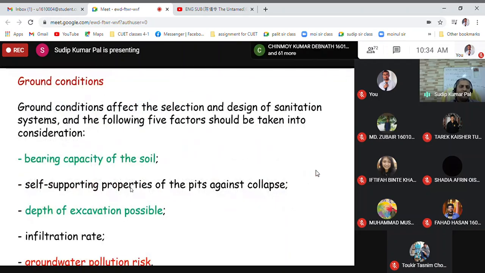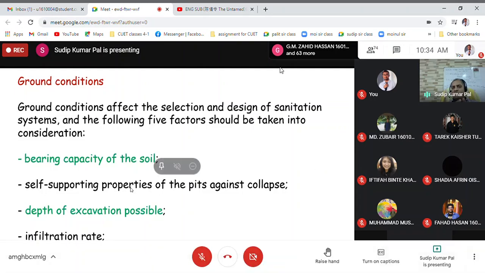So this is all about the volume of feces. You can see what it basically depends on: human consumption of water and food and climate and everything. So now you have to check the ground condition, because one of the main objectives of doing the pit latrine is allowing the water to infiltrate so that water can also be treated. And another is whether the ground conditions support your latrine or not. So this is very important.